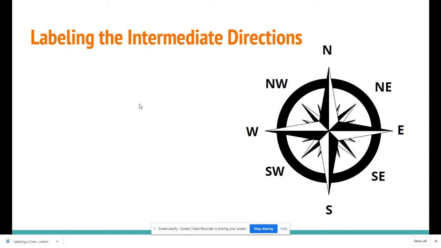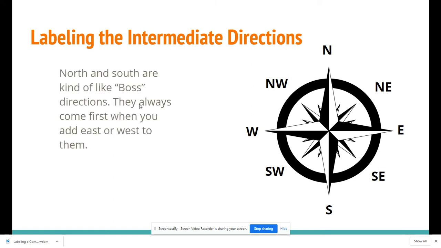When I think about how to label these intermediate directions, I like to think about north and south as kind of the boss directions. And so they always come first when you add east or west to them.